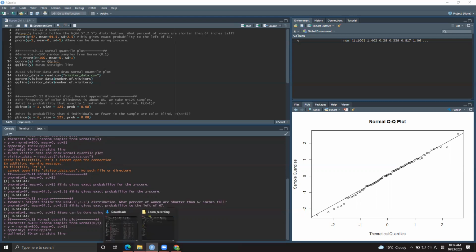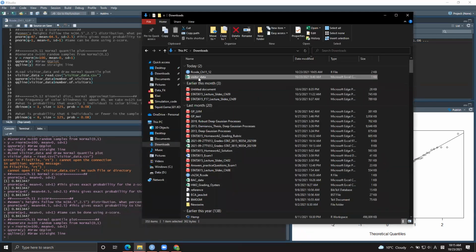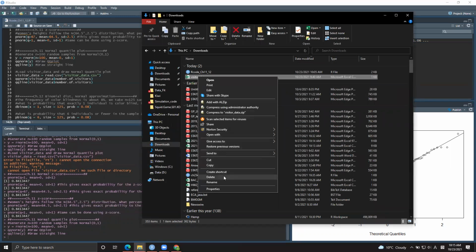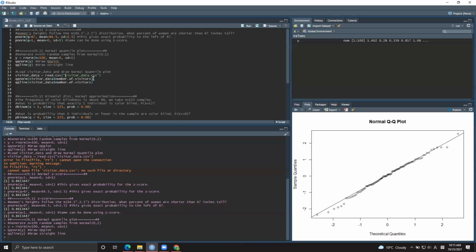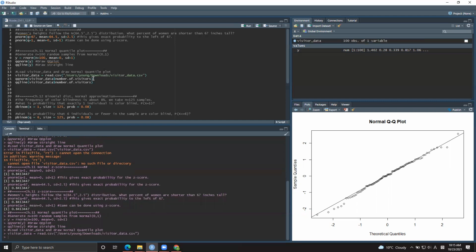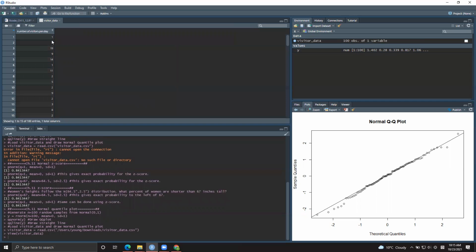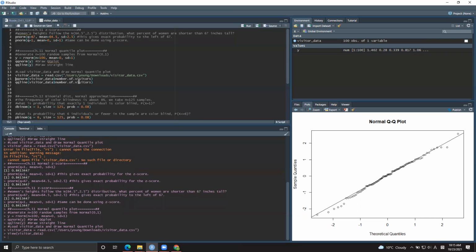Make sure of where you have downloaded the data set. Go ahead and open properties, and I can see mine is at users, young, download. So let's go ahead and run that. I can see my visitor data is right here. Number of visitors per day is our variable, and you see a counts variable here in the column.